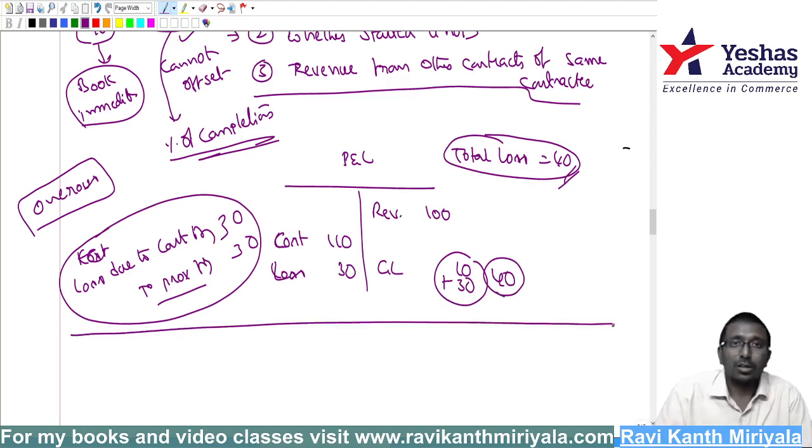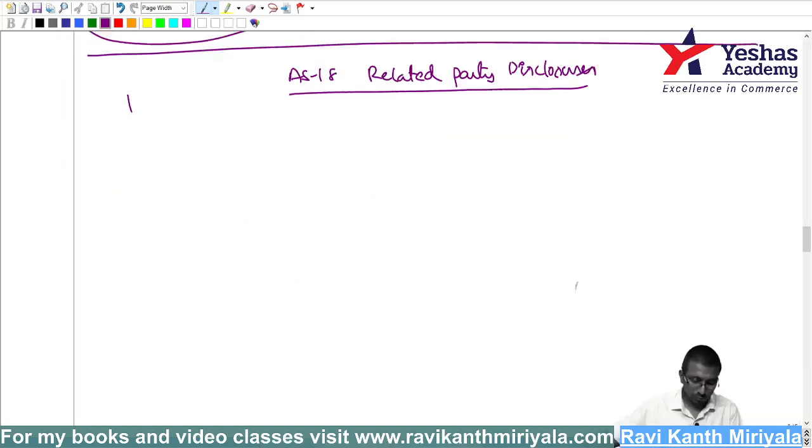We are through with Accounting Standard 7, construction contracts. Hope you understood it. Now let us look at Accounting Standard 18, related party disclosures. First of all, this is a disclosure standard.